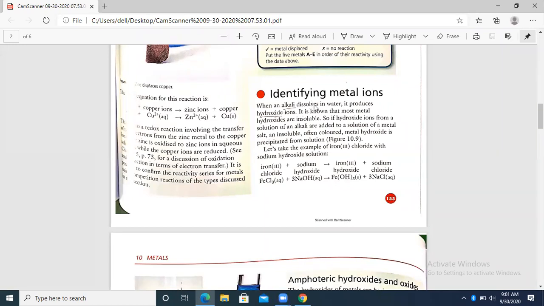So when alkali dissolves in water, it produces hydroxide ions. It is known that most metal hydroxides are insoluble. Most metal hydroxides are insoluble, like copper hydroxide, iron hydroxide. So if hydroxide ions from a solution of an alkali are added to a solution of a metal salt, an insoluble, often colored metal hydroxide is precipitated.